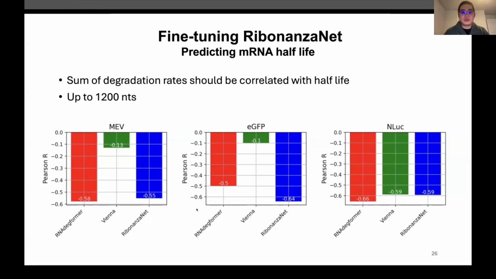When you look at the correlation of the sum of degradation rates, it sometimes outperformed RNA deformant, which was previously the best. It also does really well against something like Vienna, which, despite doing well on the nanonuc sequences, seems to fail sometimes on some of these other mRNA sequences, such as MEV and GFP.